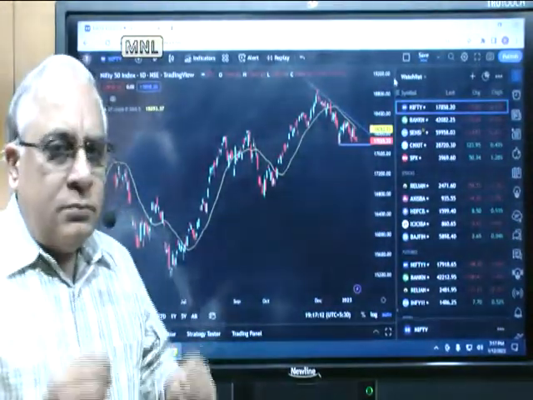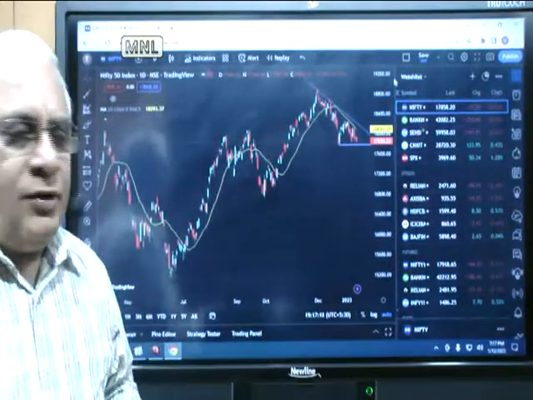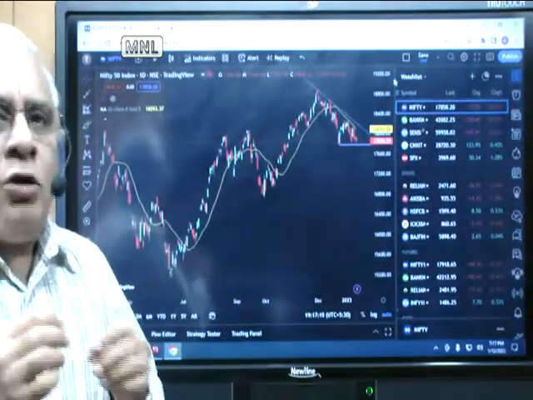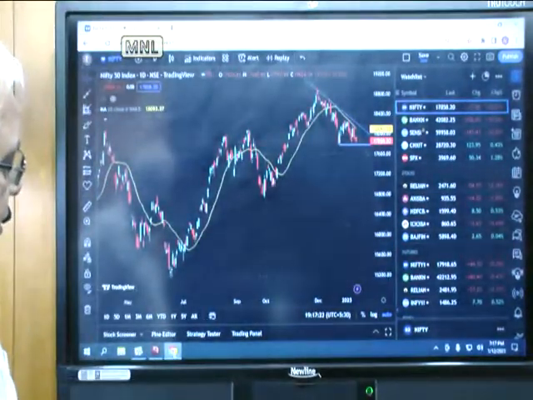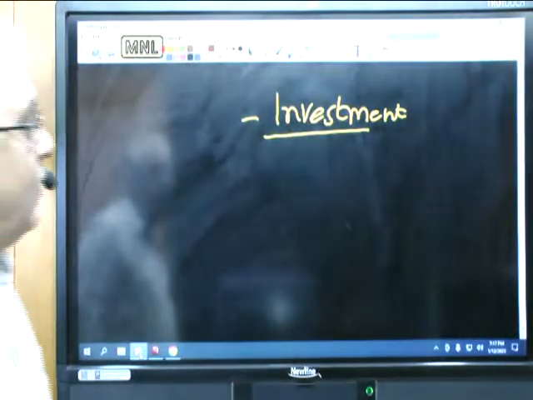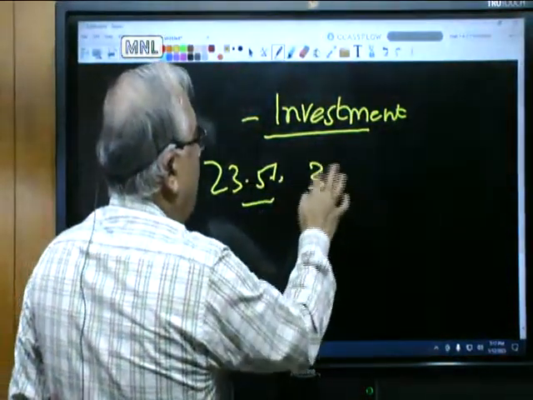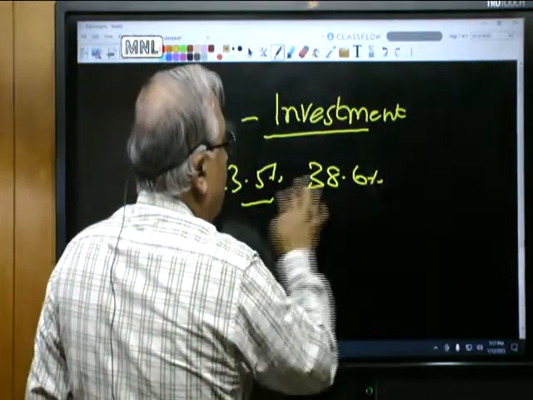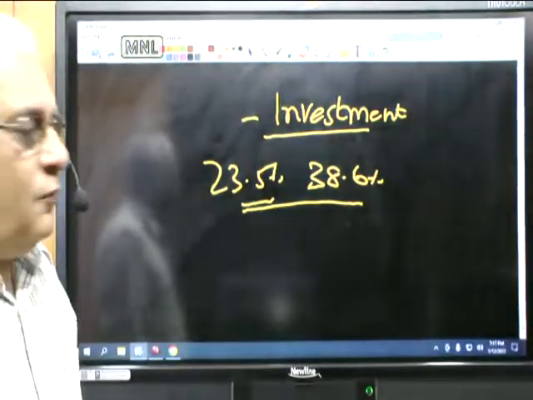Now, before we go for any intraday or position trading concept, let us look at stocks also, where we can make big calls. We have already highlighted the ratios point of view, right? We have already said that 23.5 and 38.6 are very important places. Then of course the 61.8% comes.